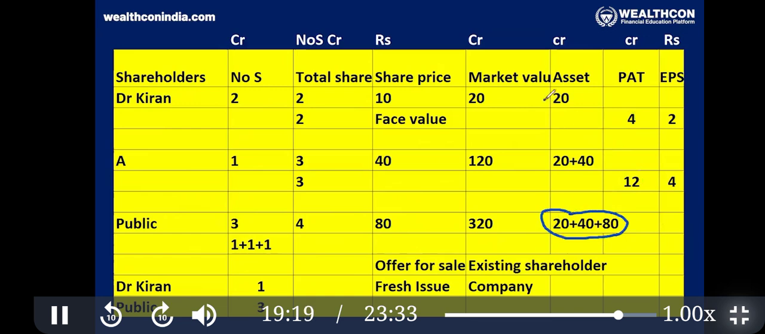So here initially 20, then a fresh issue here as well. These are the fresh shares, and these are the fresh shares. So the company gets money from issuing the shares. Okay. So this is how a company issues fresh shares.